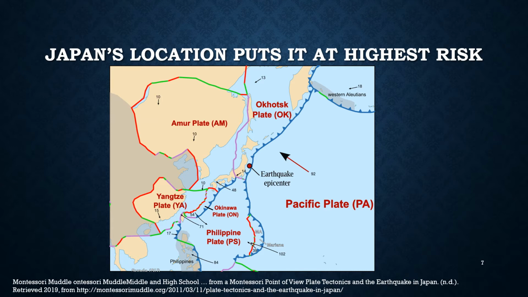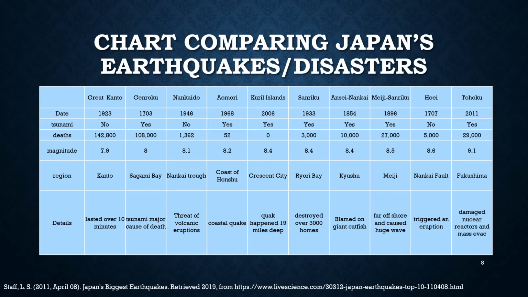Here we can see the epicenter of where the earthquake happened that eventually hit Fukushima, but this is really just stuck in between all of the different tectonic plates, and really just not great. So Japan has been able to adapt its infrastructure and its culture around these incidents.